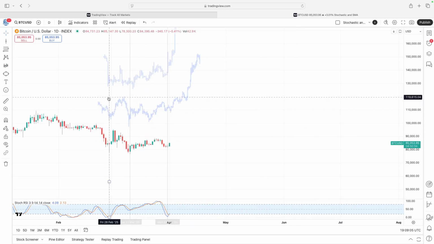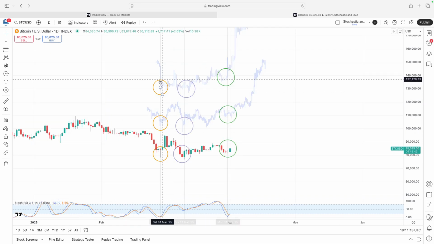Now I've also set these lines to identify the similar dips into where we finally reversed out on every scenario here. The first dip identifies the first dip into the gap on this retracement. The second one is the full fill of the gap. And the third one is the final shakeout before we entered this rally.